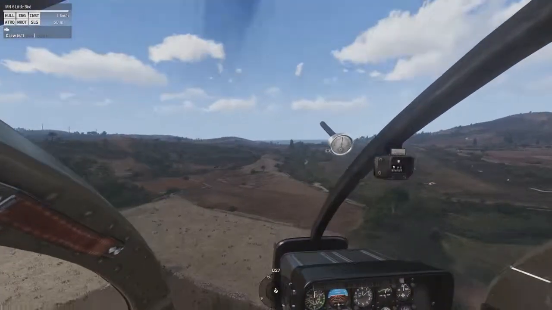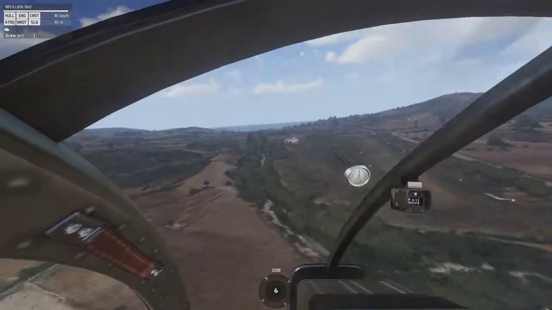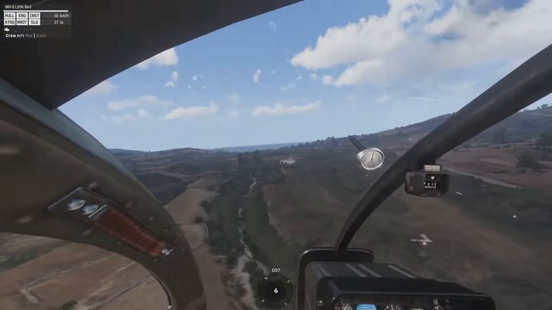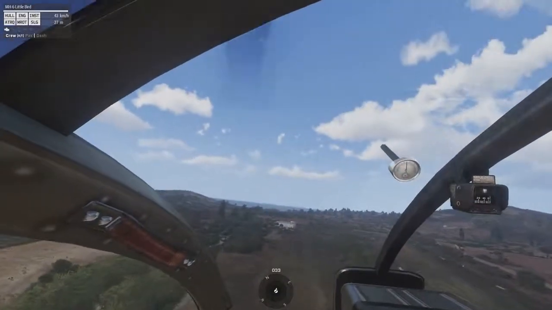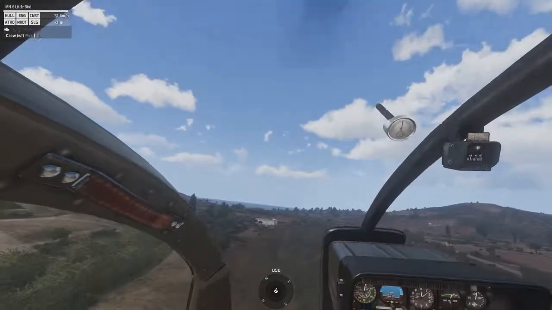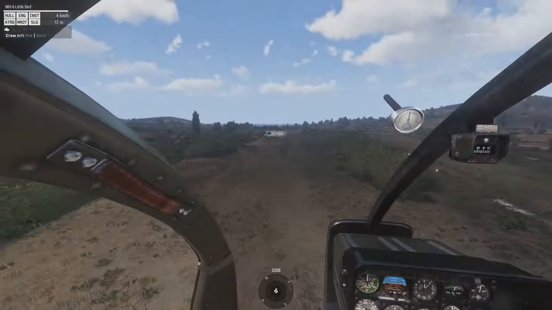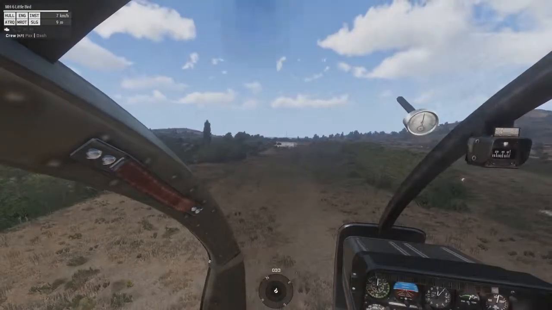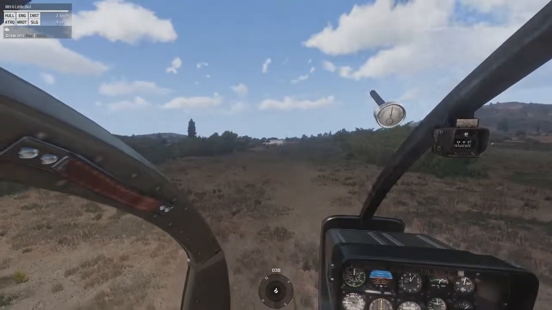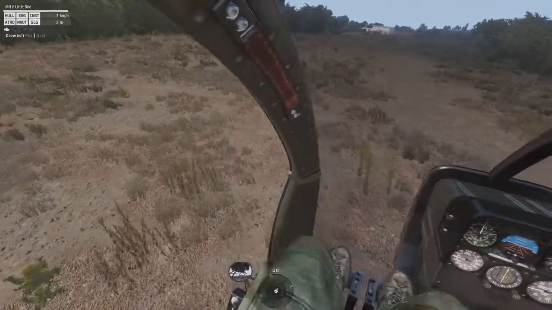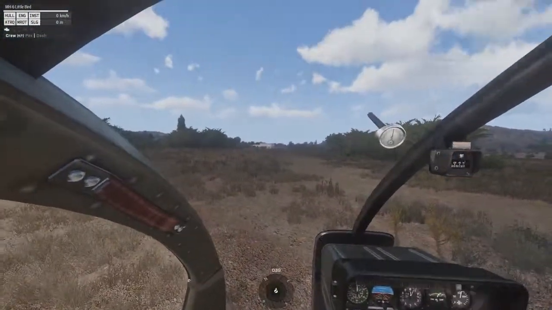So, what you can do is get the same effect. You choose where you're going to land, you reduce collective to reduce height, at the same time you pull your cyclic back to bring the nose up, and you'll get lower and lower. And you make fine adjustments with your cyclic. And there we are. Landed. Of course it doesn't have to be that slow.